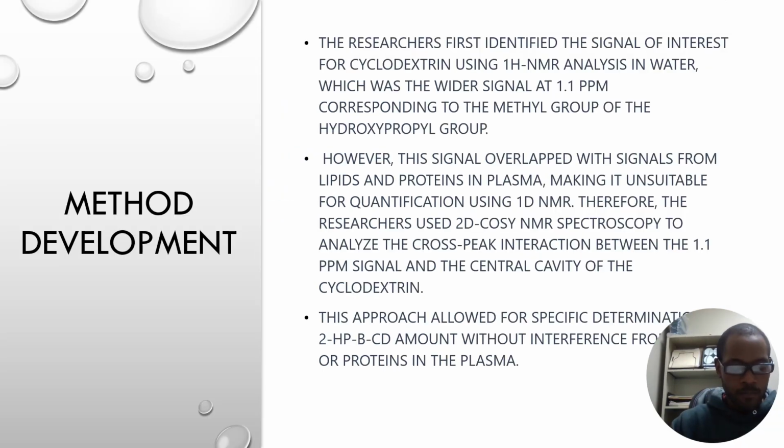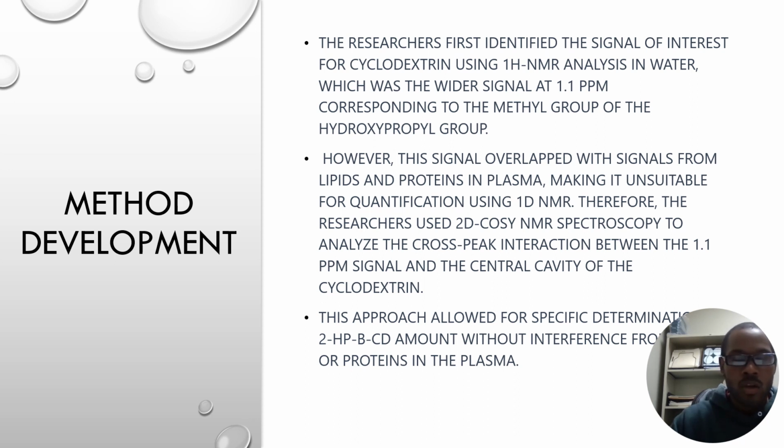For method development, the researchers first identified the signal of interest for hydroxypropyl beta cyclodextrin using a proton NMR in water, which was the widest signal at 1.1 parts per million. This corresponds with the methyl group of the hydroxypropyl group. However, this signal overlapped with signals from lipids and proteins in plasma, making it unsuitable for quantification using 1D NMR.